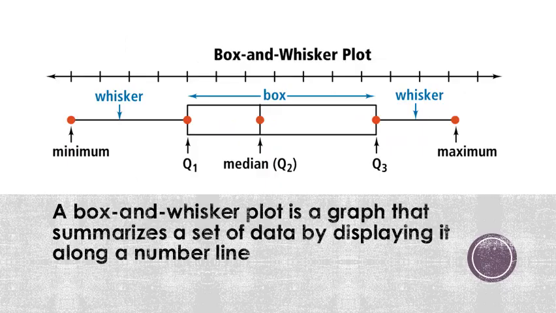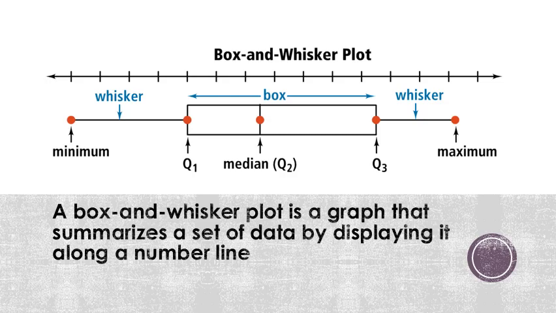Okay, so here we have what it would look like. We have your box here, and then in the box you have Q1, Q2, and Q3, and then at the ends we have our minimums and our maximums. And so you want to write this down in your notes and label it, and then on the top we're going to have a number line.